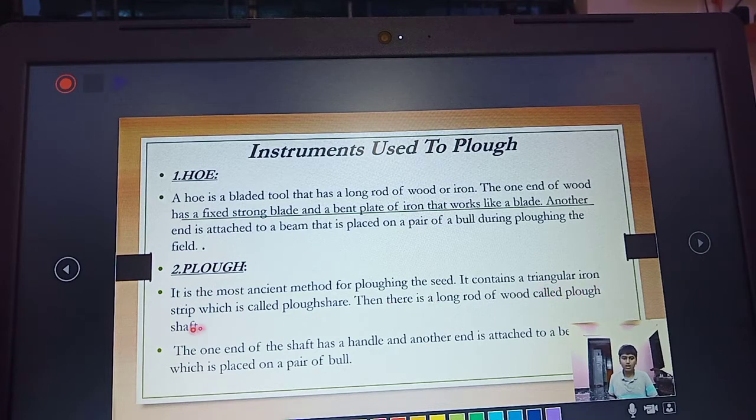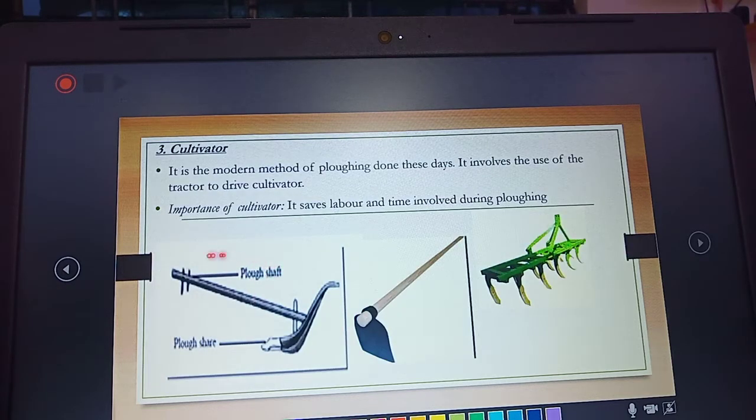It contains a triangular iron strip which is called a plowshare. Then there is a long rod of wood called the plow shaft. One end of the shaft has a handle and the other end is attached to a beam which is placed on a pair of bulls. Now we'll see that. So you can see the plow here. It's a traditional plow. Now you can see the plow share and the plow shaft here.